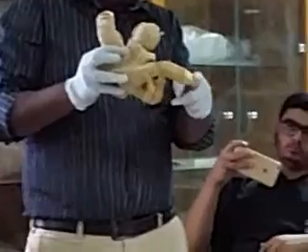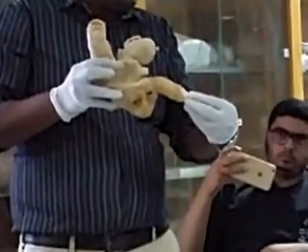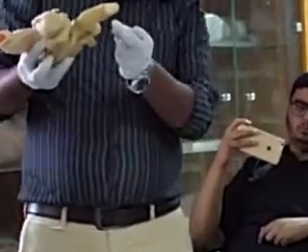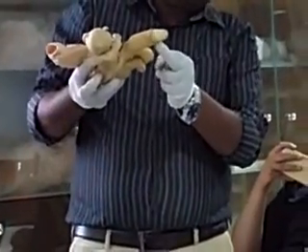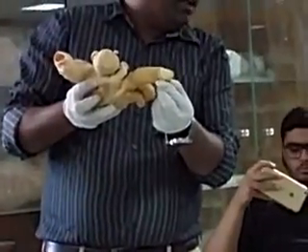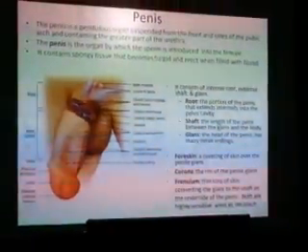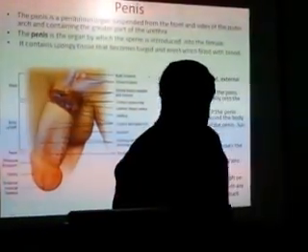And then here the foreskin is retracted or it is cut. Foreskin is not there, exposing the glans. The skin which covers the glans is called the foreskin, which is not here. And then the frenulum, which connects the glans with the shaft. This is the frenulum. So those are the parts of the penis: the shaft, root and the glans, and the foreskin, the corona and the frenulum.